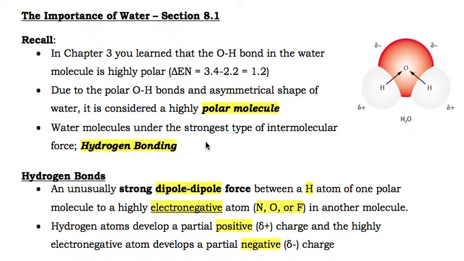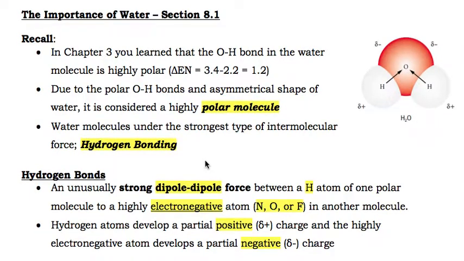Water molecules have the strongest type of intermolecular force called hydrogen bonding. So what is a hydrogen bond? It's an unusually strong dipole-dipole force between a hydrogen atom of one polar molecule and a highly electronegative atom. It has to be nitrogen, oxygen, or fluorine in another molecule.